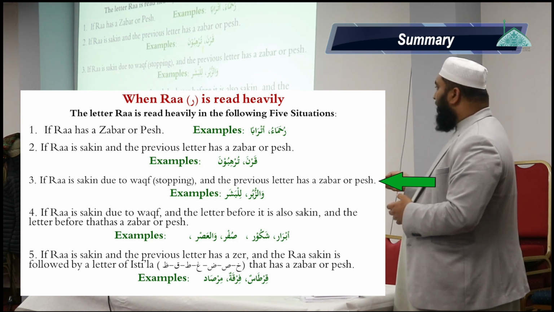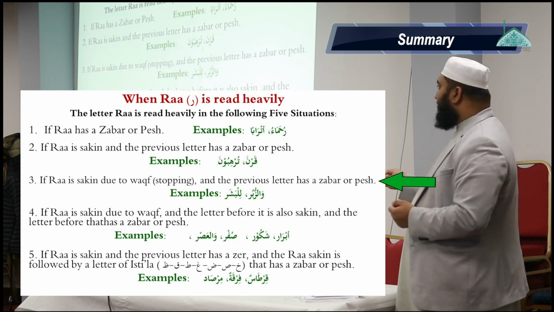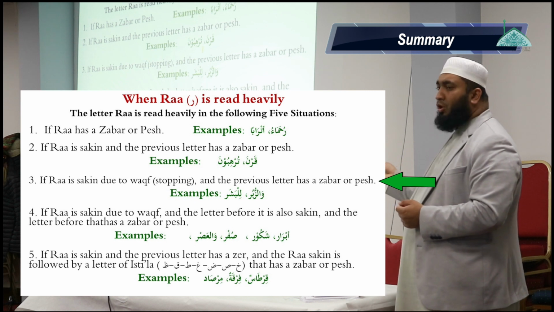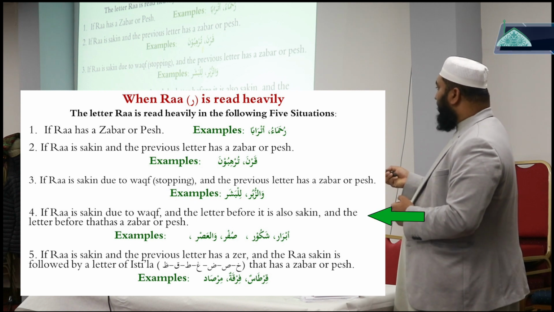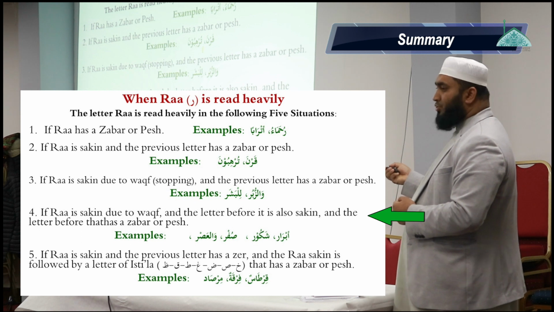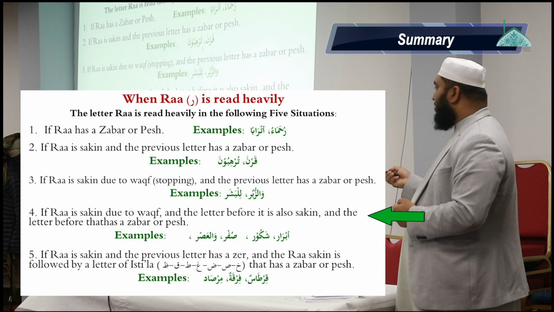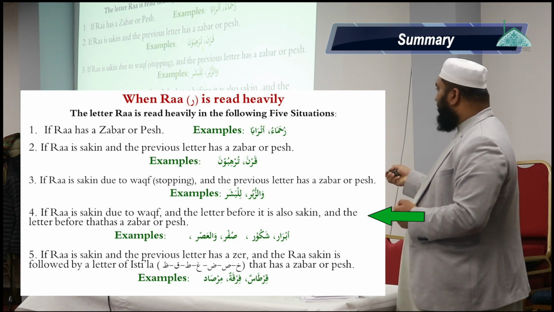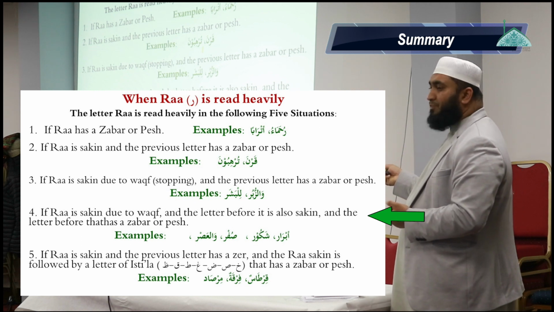Now number 3, if Ra is sakin due to waqf. Waqf means stopping. If Ra is sakin due to stopping and the previous letter has a zabar or pesh. If Ra is sakin due to waqf or stopping and the letter before it is also sakin and the letter before that has a zabar or pesh. So for example, abrar, Ra is sakin due to waqf. The letter before, alif, is sakin and the letter before it has a zabar.